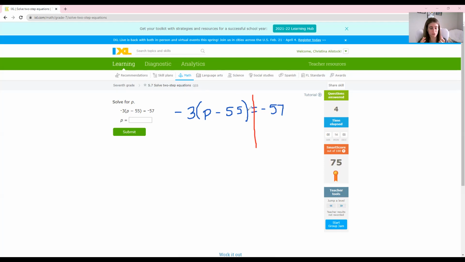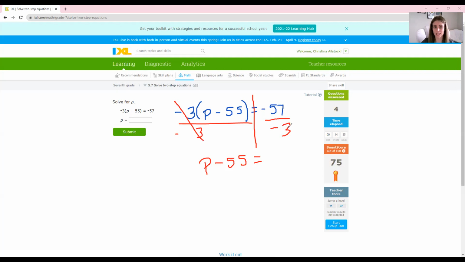So remember, we focus on the inverse. To clear those parentheses, we got to go in a slightly different order, and we're going to divide first, because that is going to clear out that -3. It's going to clear out those parentheses. We're going to divide both sides by -3. -3 divided by -3 is 1 and cancels out, so we're left with p minus 55.